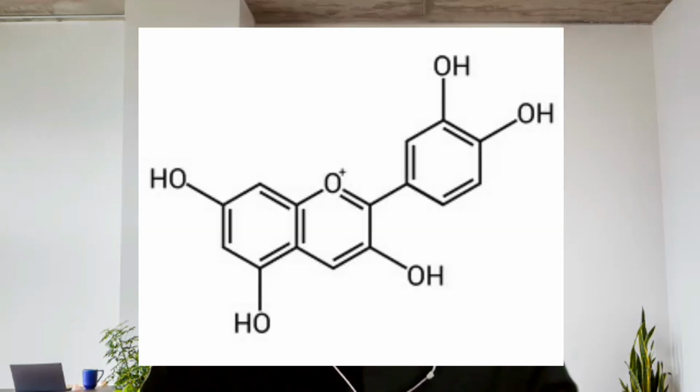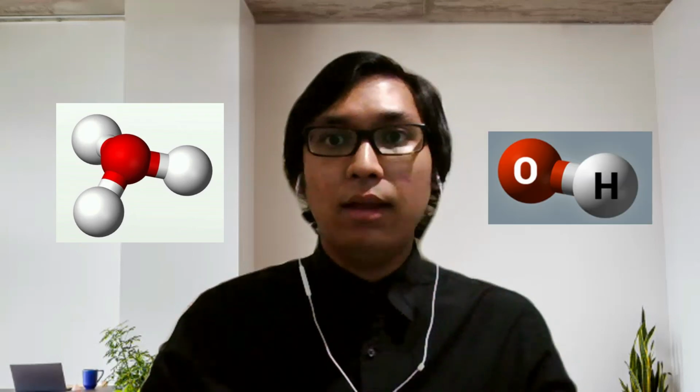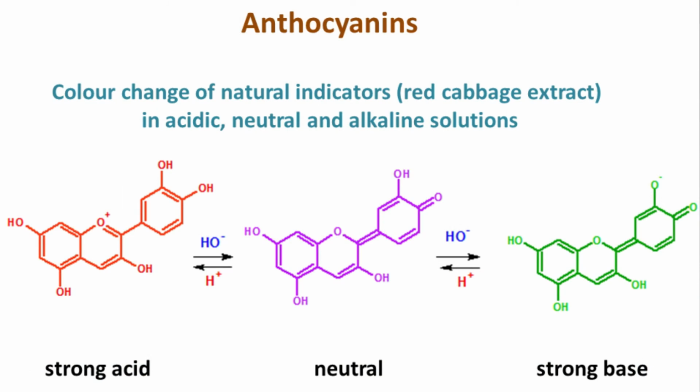So, the pigment in the red cabbage is called anthocyanin, and when it is exposed to hydrogen or hydroxide molecules, the molecules of the indicator change shape and reflect light of a different shade. Red color indicates acidic chemicals like vinegar, and green indicates basic chemicals like sodium bicarbonate.